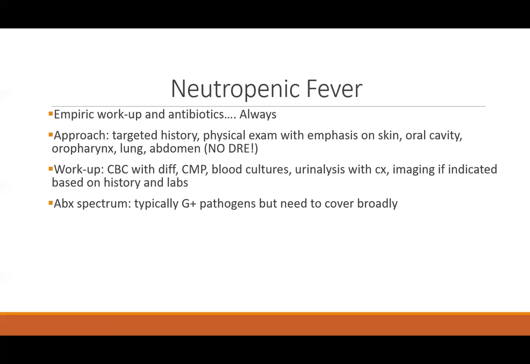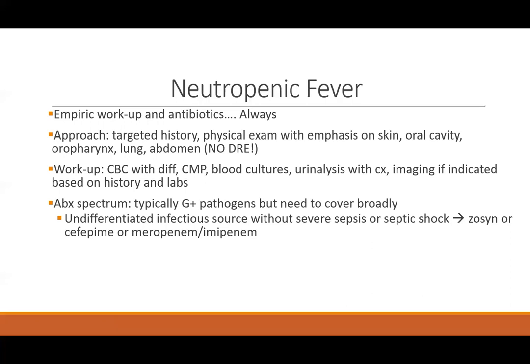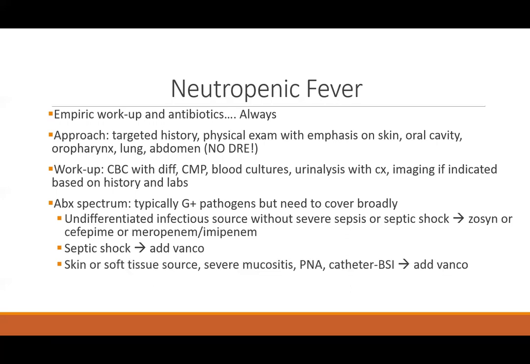In terms of antibiotics, we want to cover gram-positive pathogens, but we want to be broad in our coverage. And so the recommendations for an undifferentiated infectious source, but without hypotension, it's going to be Zosyn or cefepime or meropenem or imipenem, so getting that pseudomonal coverage. And then if there is septic shock or hypotension, adding vancomycin. If there's a skin or soft tissue source, mucositis, concern for a pneumonia or concern for a catheter-associated infection, you want to get vancomycin on board. VRE, you want linezolid or dapto. And then if there's concern for C. diff, you obviously want to give PO vancomycin.